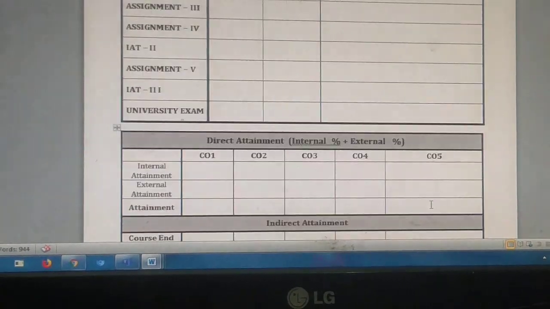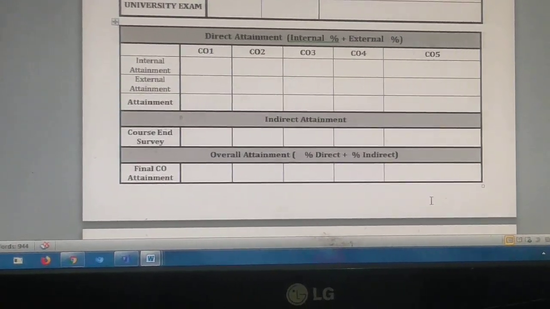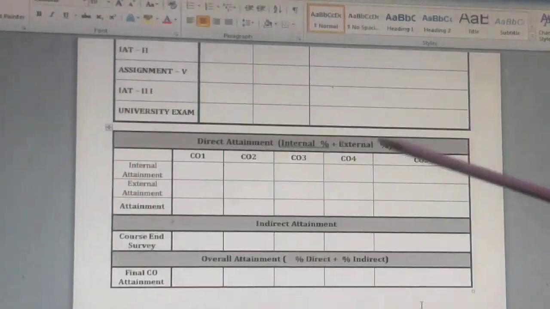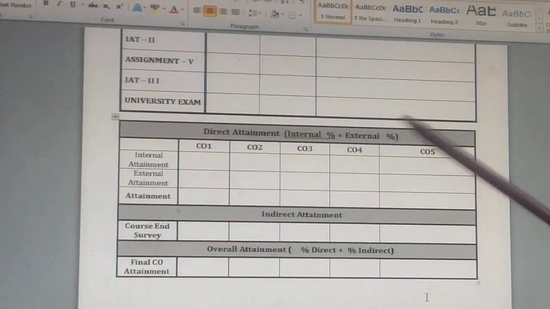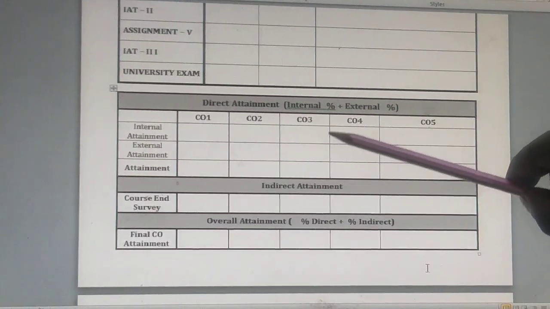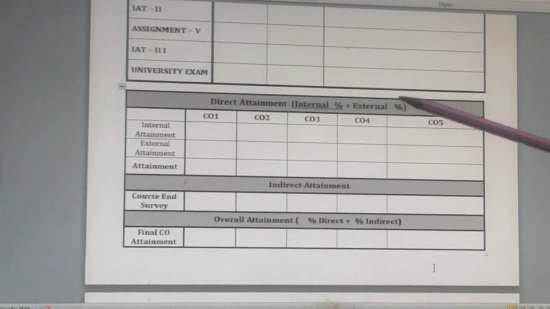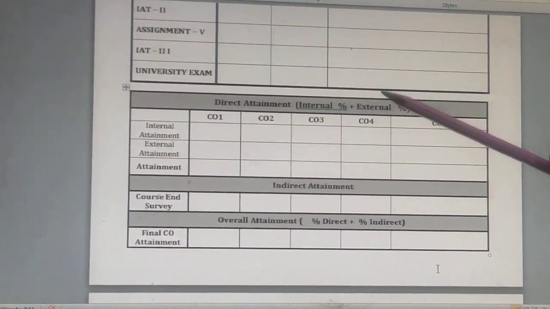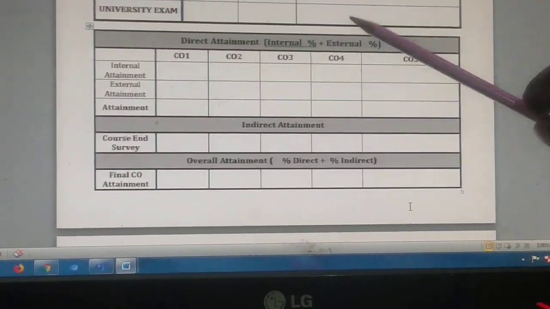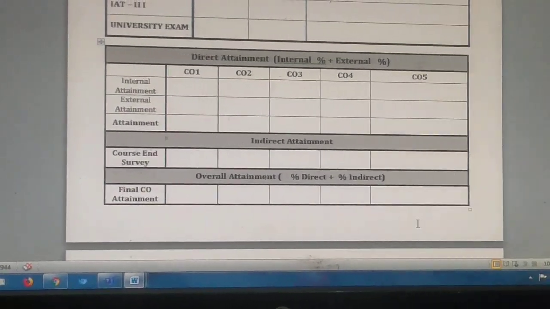Internal attainment in our college is from 5 assignments and 3 internal assessment tests, and the external attainment is from university examinations. The percentage of weightage we have given in our college is 20% for internal attainment and 80% for external attainment. It also purely depends upon the faculties, and it should be finalized in a course committee.